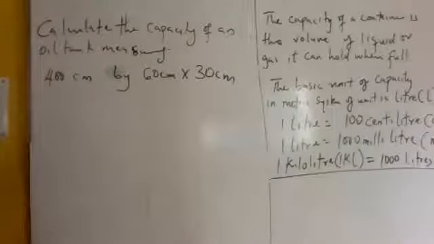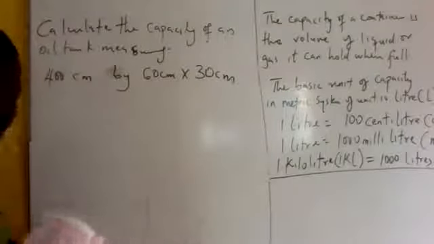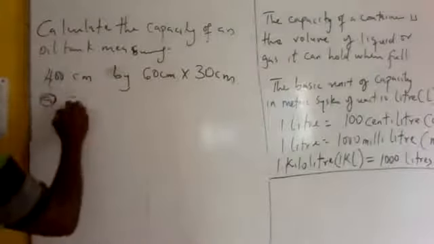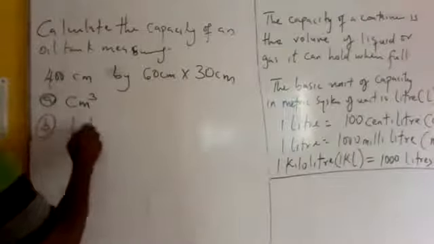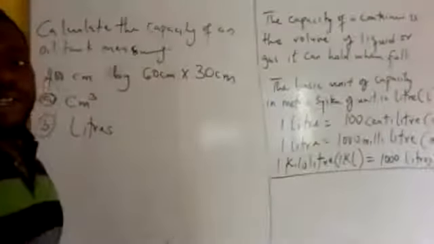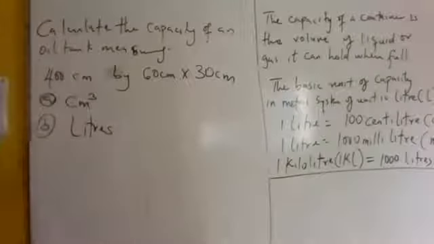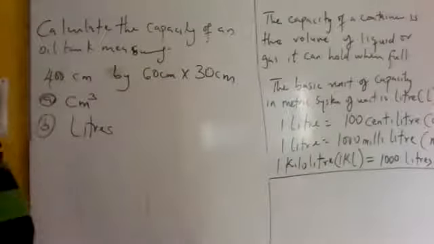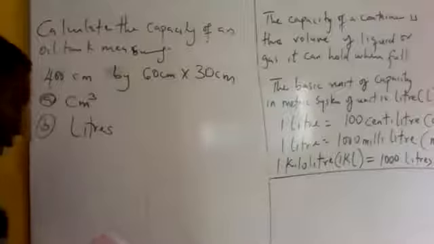So this is the container, this is the size. They say measure or calculate the capacity of an oil tank measuring this. A, they said in cm cube, and B in liters. So meaning that you're going to solve the question in cm cube as well as in liters. That's what you're being asked.